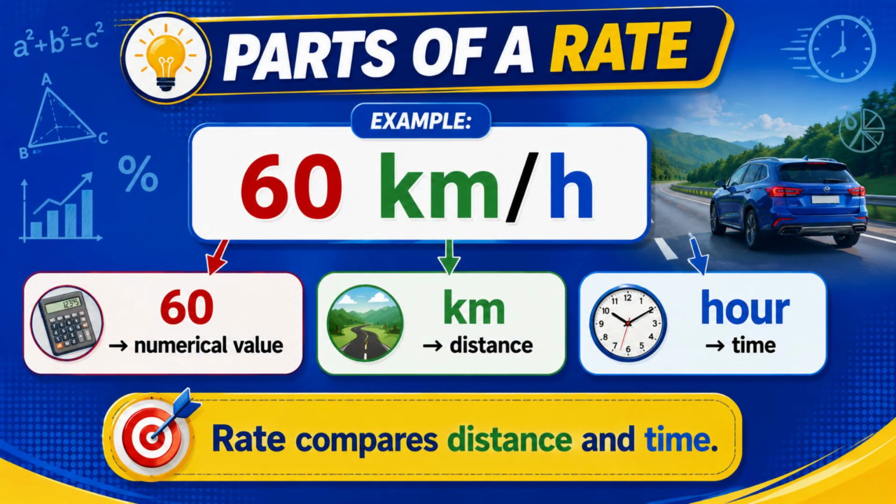Let's examine the rate 60 kilometers per hour. The number 60 tells us the amount. Kilometers represent the distance traveled, while hours represent the time spent. Together, they tell us how fast something moves.